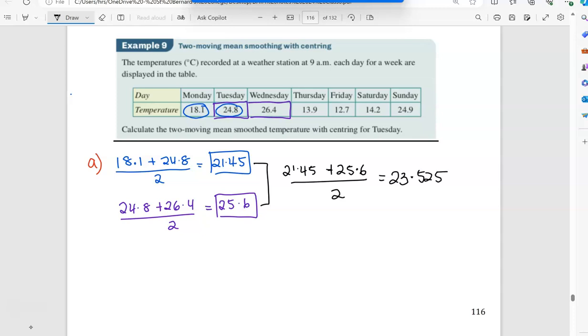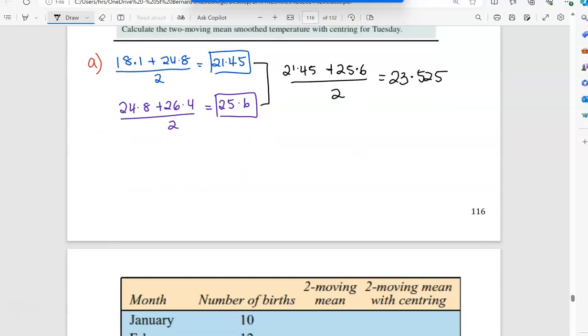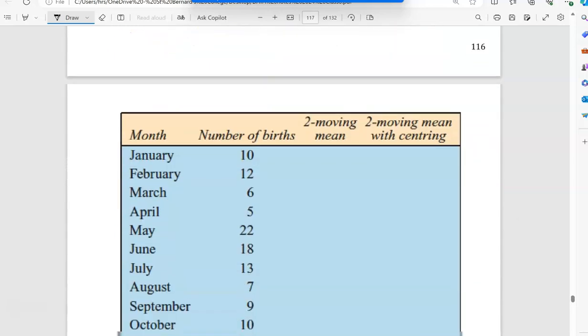Try not to round, just write the full number. Generally they don't keep recurring. It generally is nice numbers. All right, so that's Tuesday with centering. Now, let's have a look.